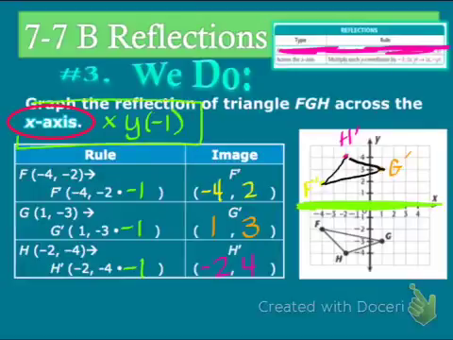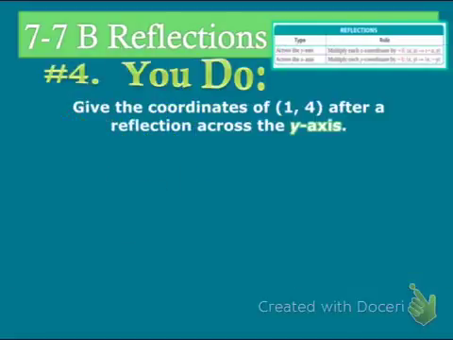So I have number 4 as a you do, but I'm actually going to do it as a we do, and then you can do the last 3 as your you do's. But give the coordinates of 1, 4 after a reflection across the y-axis.